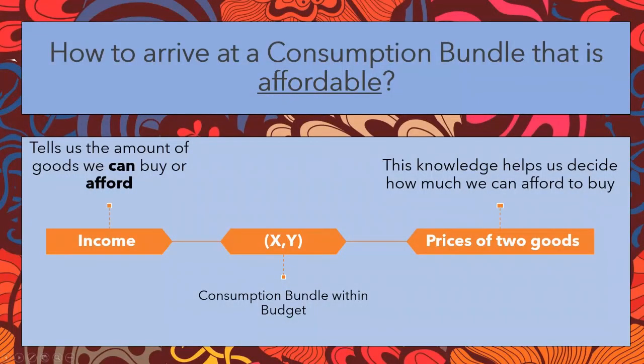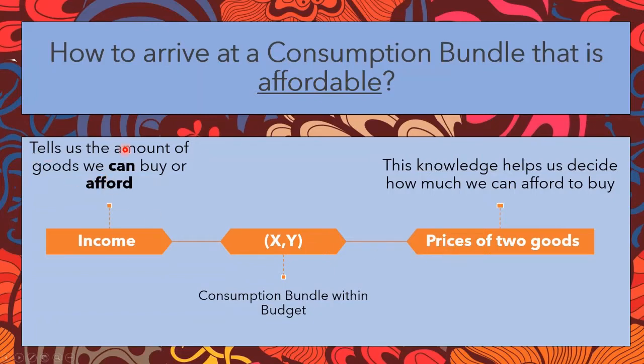Let us now try to understand how to arrive at a consumption bundle that is affordable. We have a consumption bundle here, X, Y. X is the amount of good 1, Y is the amount of good 2. We need to determine whether our consumption bundle is within the budget. For that, we need to take into account two factors. One is income and the other is prices of the two goods.